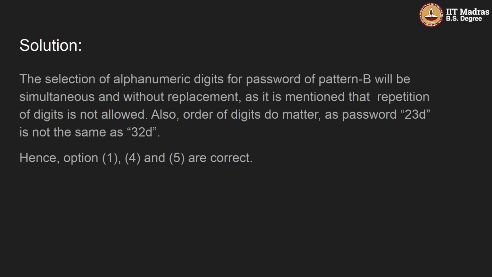So if we look into this solution, we get the selection of alphanumeric digit for password of type pattern B will be simultaneous without replacement. Also the order of digit does matter because 23D and 32D are not the same. So options 1, 4 and 5 are the correct options.